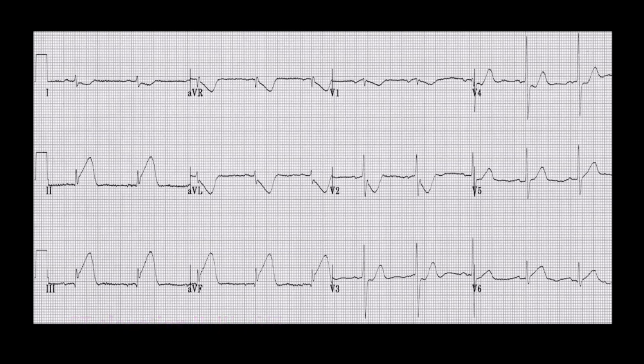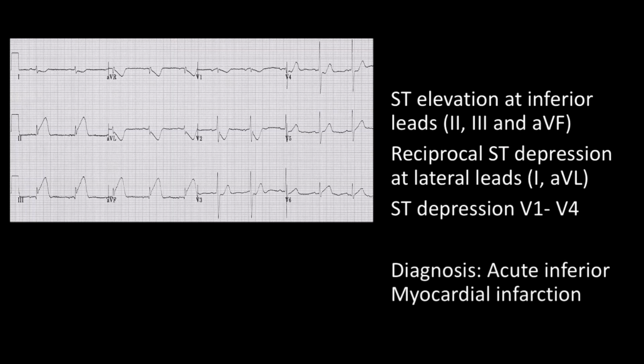And you can also see the reciprocal ST depression at lateral leads, namely our lead number 1, as well as AVL. And there is also associated ST depression at lead number V1 until V4. So the diagnosis in this case, considering the symptom and the ECG, is acute inferior myocardial infarction, or as we also refer to as a acute inferior STEMI.